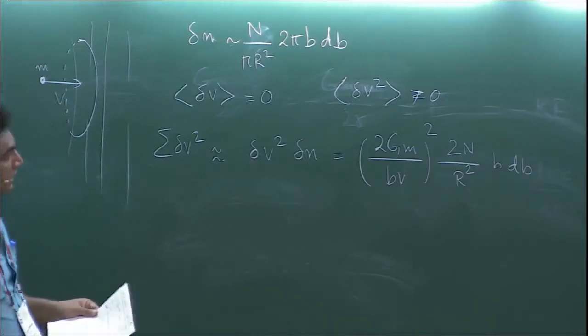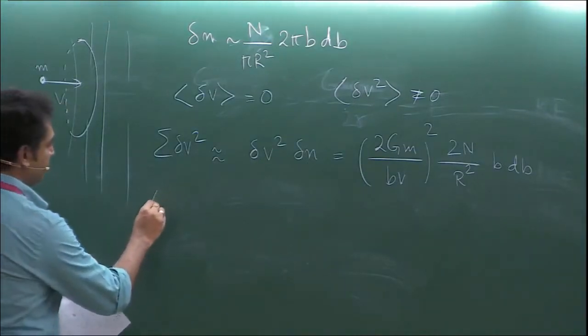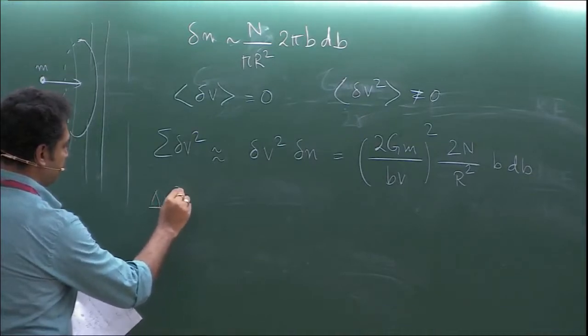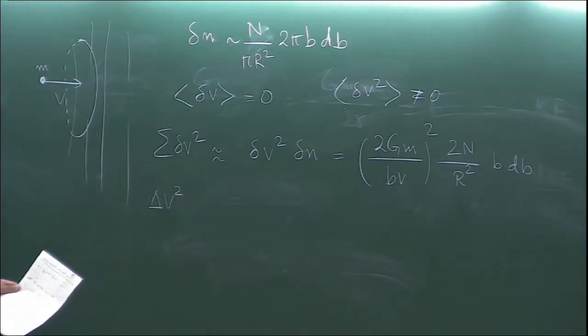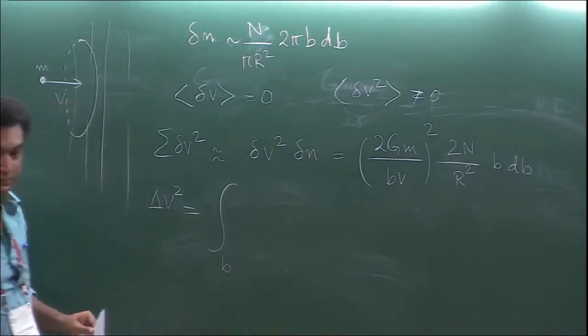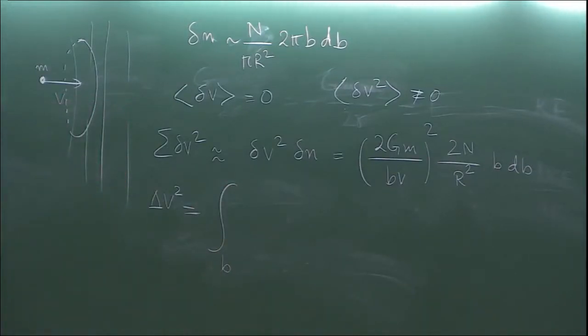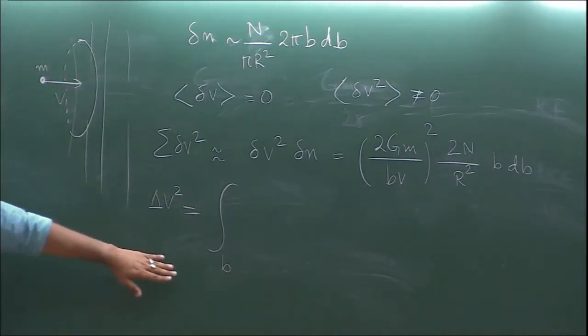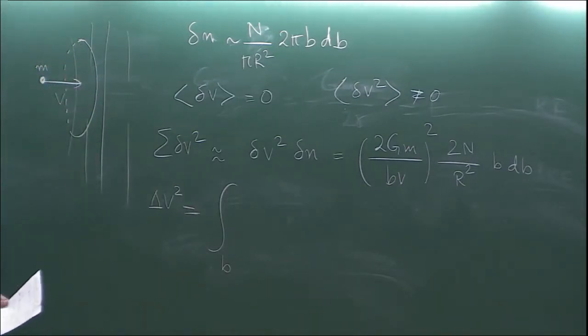So now, to get a total delta v squared, you need to integrate it over all b. Okay? So this is only at impact parameter b. You need to integrate it over all b.